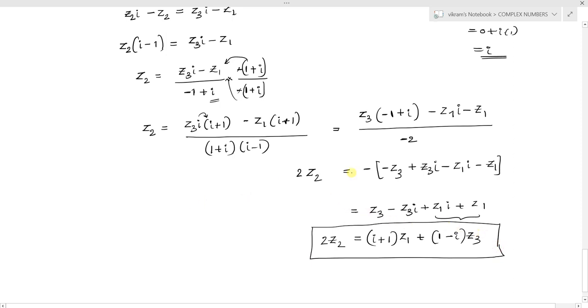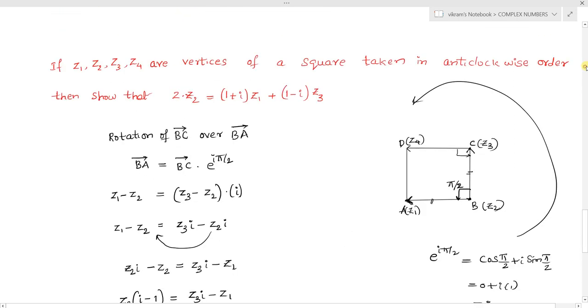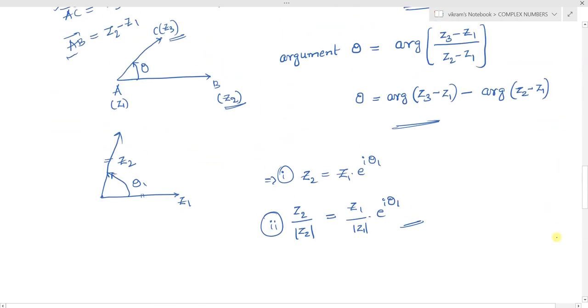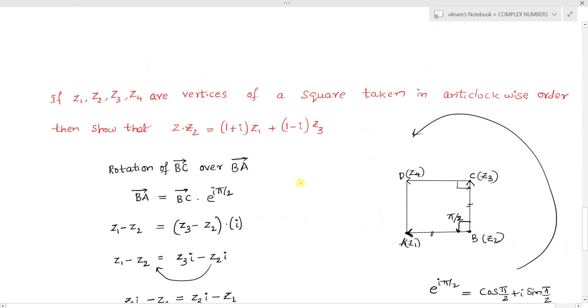So this is the way of using the rotation of complex numbers whenever the vertices and all the given conditions are given. Okay, thank you.